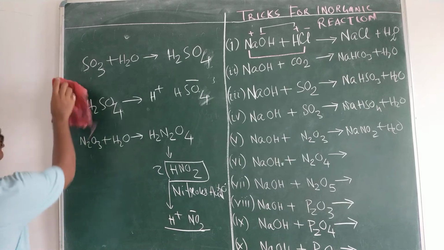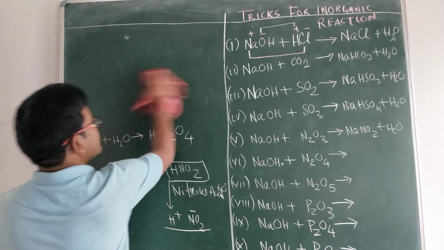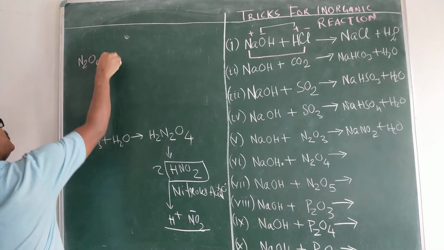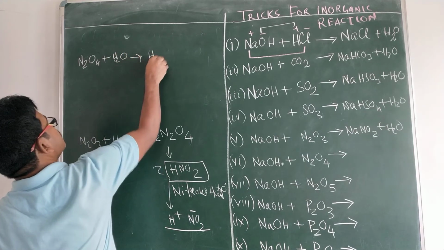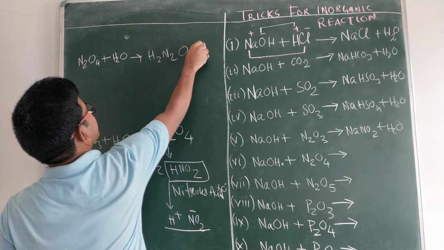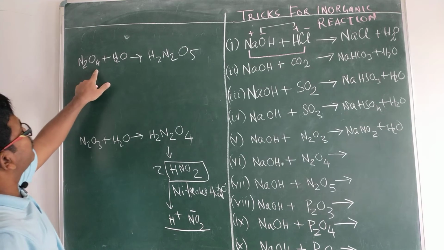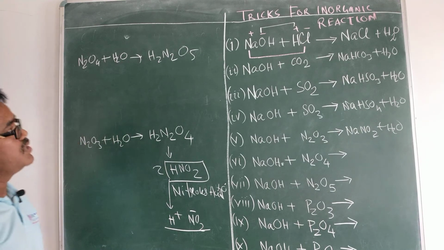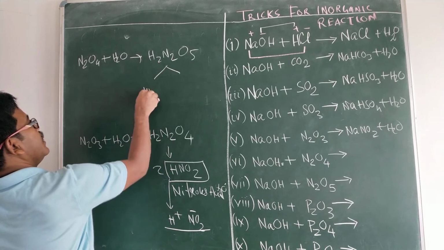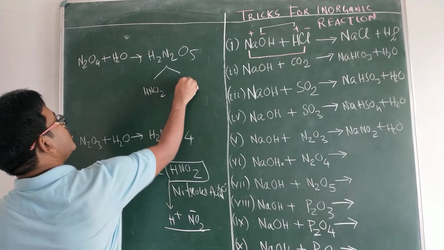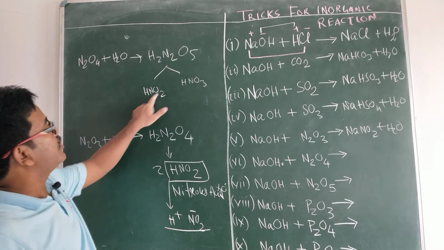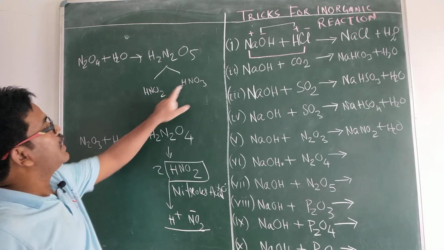N2O4. Very simple. Simple addition of water. Dissolve in water. We are getting H2N2O5. Two hydrogen, two nitrogen, here 4 oxygen, here 1 oxygen. Therefore total oxygen is 5. This H2N2O5 we can write as HNO2 and HNO3. Check it. Two hydrogen was there, here one hydrogen, here one hydrogen. Two nitrogen was there, here one nitrogen, here one nitrogen. 5 oxygen was there, here 2, here 3.